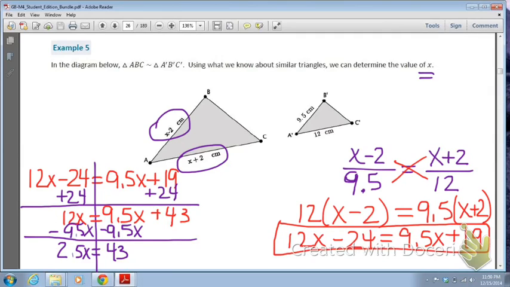Okay, and since the answers in this problem are in tenths of a centimeter over here, I'm going to express my x in tenths of a centimeter. So, sorry, I have to come over here. So x is going to be 43 divided by 2.5, which is approximately 17.2.